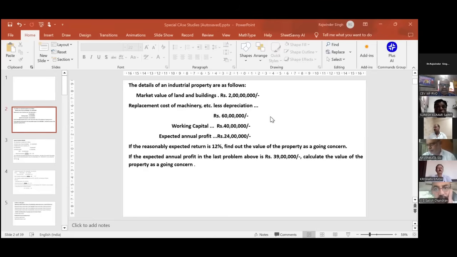The details of an industrial property are as follows. Market value of land and building is 2 crore. Replacement cost of machinery, etc., less depreciated, means depreciated value of the plant and machinery, is 60 lakh. Working capital is 40 lakh. And expected annual profit is 24 lakh.